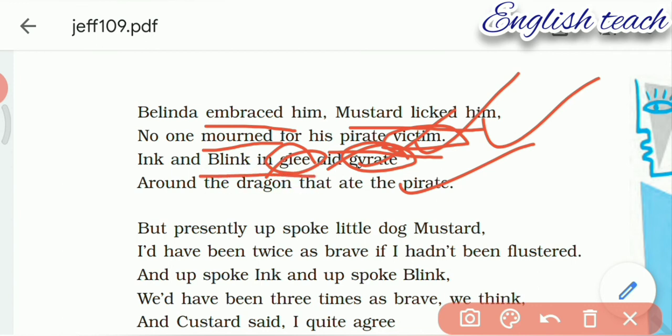in happiness. So here the poet says that all the characters were happy and they were showing their gratitude towards the dragon as he had saved them.